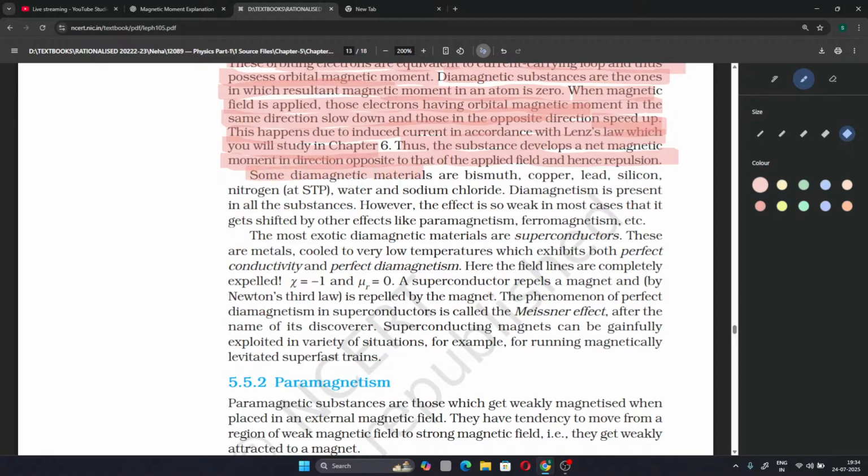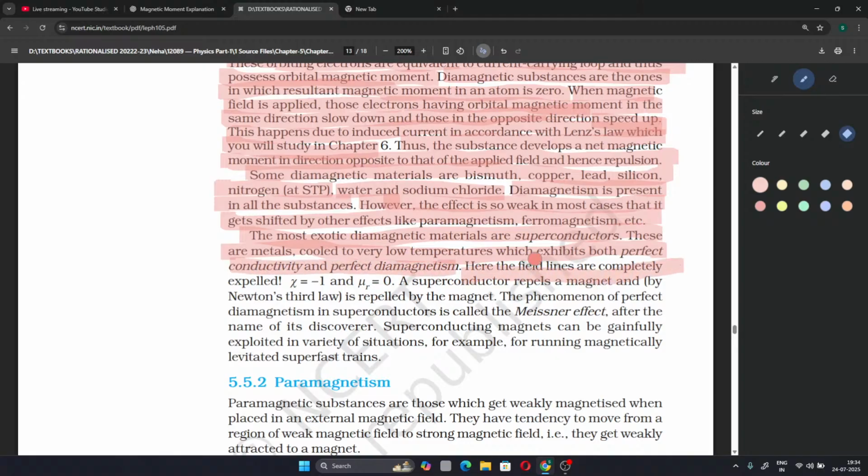Some diamagnetic materials are bismuth, copper, lead, silicon, nitrogen at STP, standard temperature and pressure, water, and sodium chloride. Diamagnetism is present in all substances. However, the effect is so weak in most cases that it gets overshadowed by other effects like paramagnetism, ferromagnetism, etc. The most exotic diamagnetic materials are superconductors. These are metals cooled to very low temperature which exhibit both perfect conductivity and perfect diamagnetism.